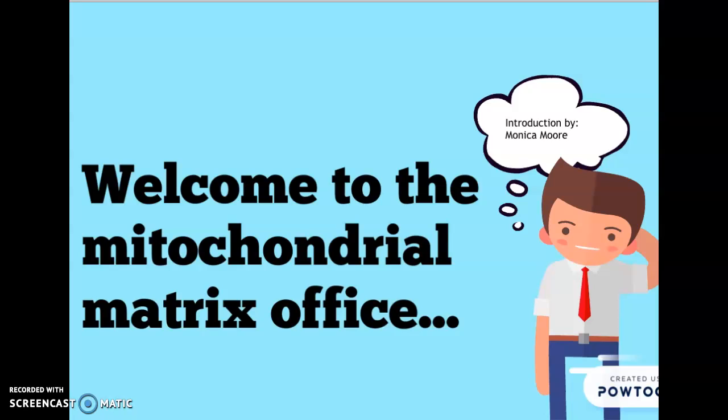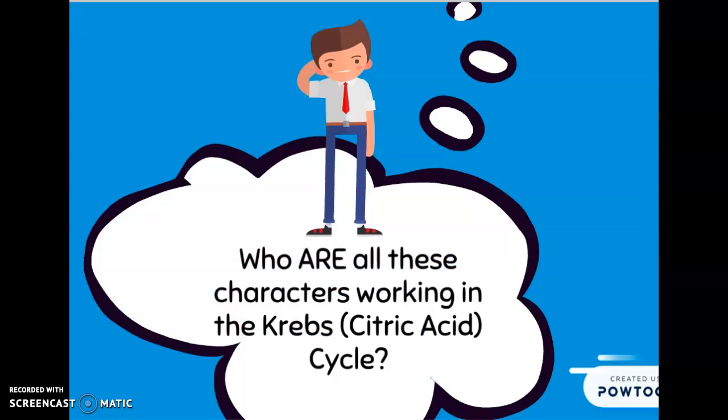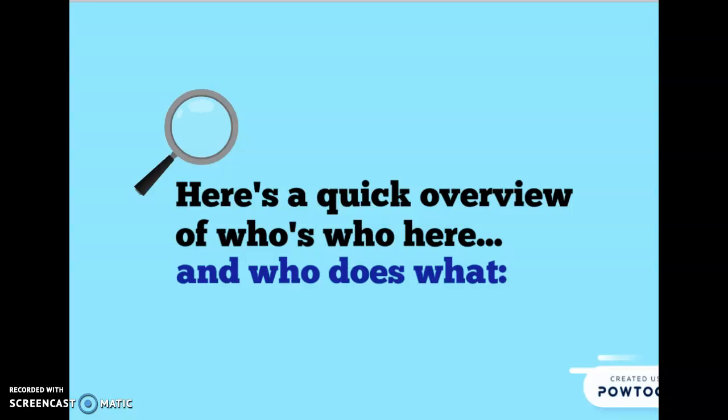Hi, welcome to your new employee orientation for your new job at the mitochondrial matrix office. Today we're going to do a brief overview of who everybody in the office is so you're familiar with who they are and what their roles are here, and then we'll talk about what your role is going to be. Your job is working with the Krebs cycle or the citric acid cycle project, so let's go through and talk about the main players. Here's a quick overview, who's who, and what we do.